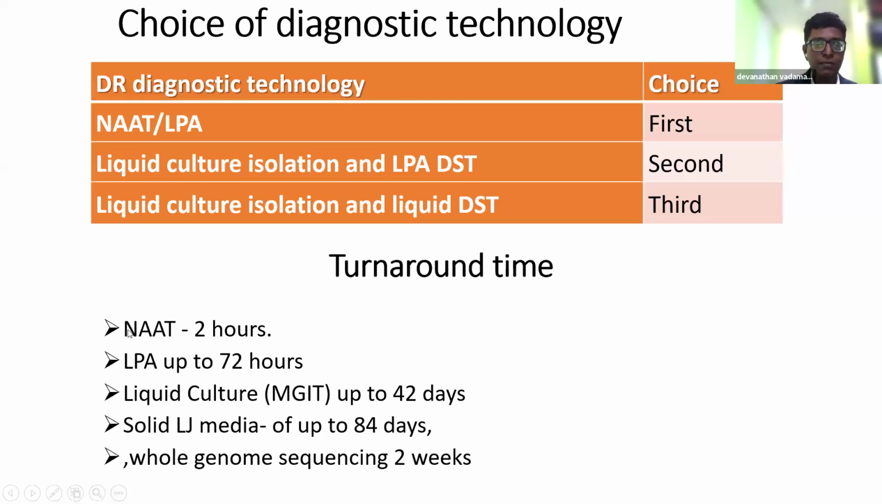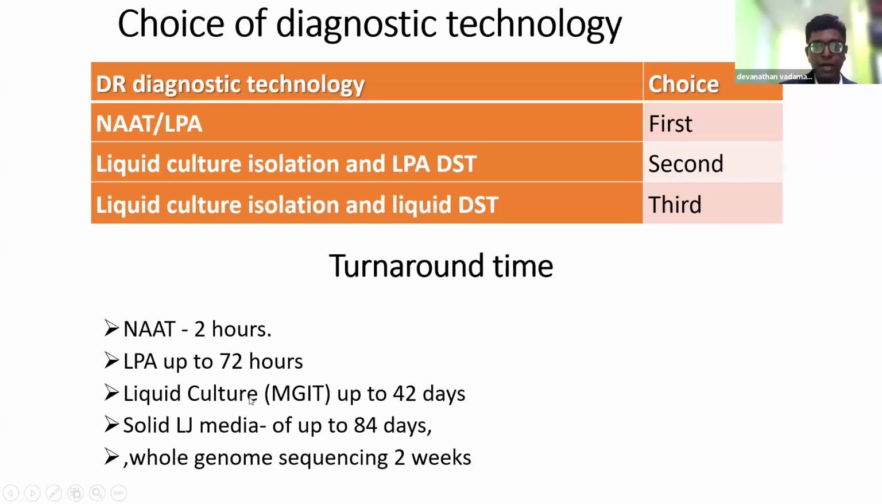So the advantage with GeneXpert is the turnaround time is 2 hours. LPA is around 72 hours. Liquid culture, we can get the growth in 42 days. Liquid culture is what we commonly use. Whole genome sequencing has still not been approved in the guidelines. The main advantage with whole genome sequencing, as with liquid culture, is that we can get the sensitivity pattern for all the drugs, but it's still not been approved in the guidelines.